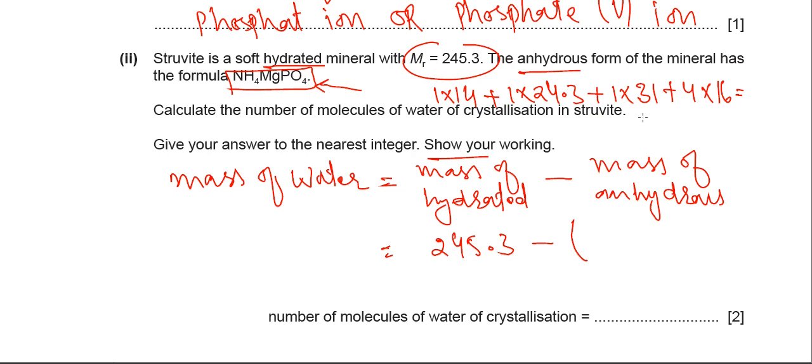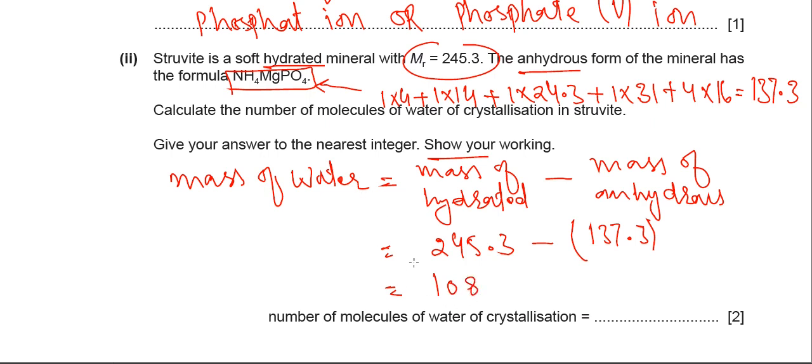The final answer I got is 133 point, sorry, what I forgot is the hydrogen. I didn't calculate its mass, so we have to add 1, the atomic mass of hydrogen, and we have 4 hydrogen atoms. So plus 4, and the final answer will give us 137.3. So I'm going to write it over here, 137.3. When I subtract, 245.3 minus 137.3, the final answer is 108.